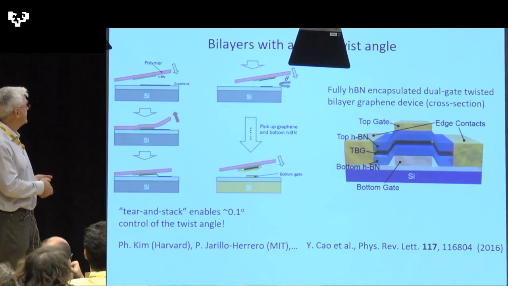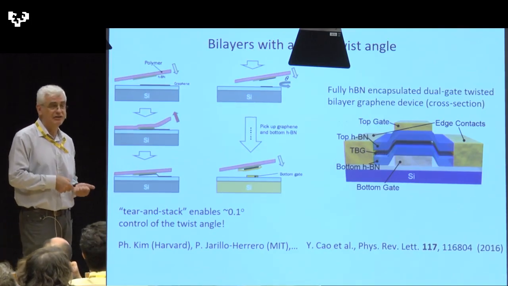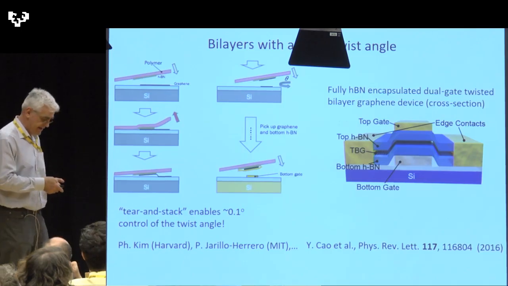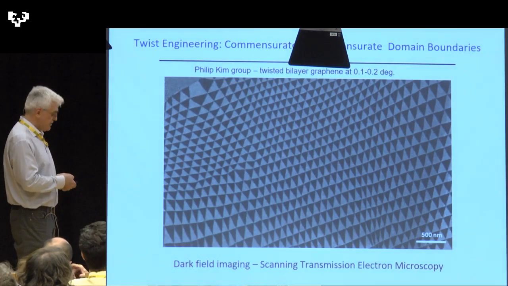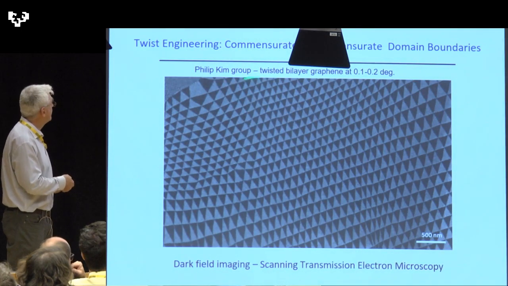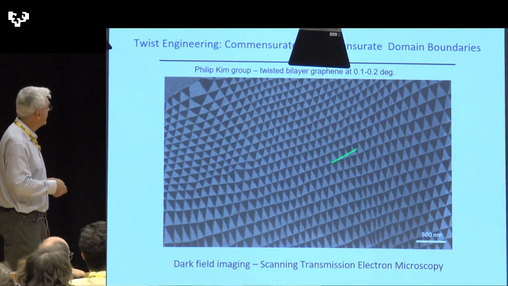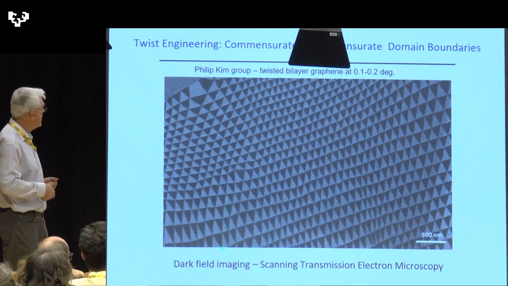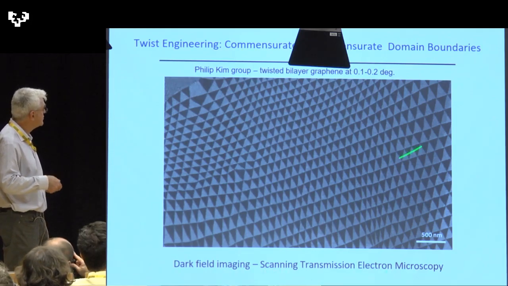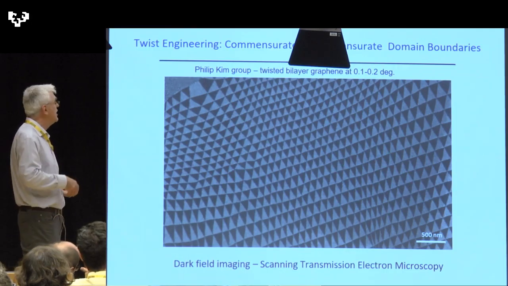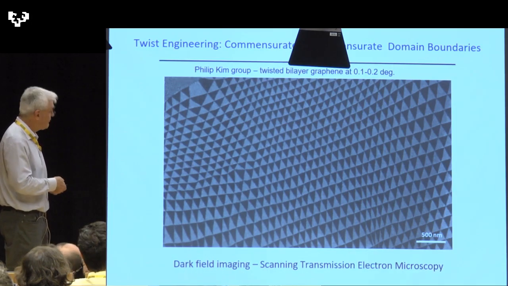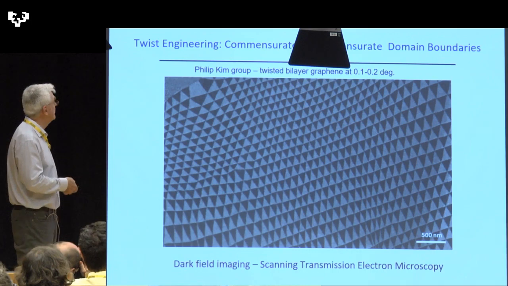What's really amazing is that they can control the relative twist to better than 1/10 of a degree, which is really quite impressive. So recent work by Philip Kim's group again shows this kind of pattern, and what you see here is what is called dark field imaging. This is done using scanning transmission electron microscopy, and you see these nice patterns produced by this twist over very large areas of order microns.